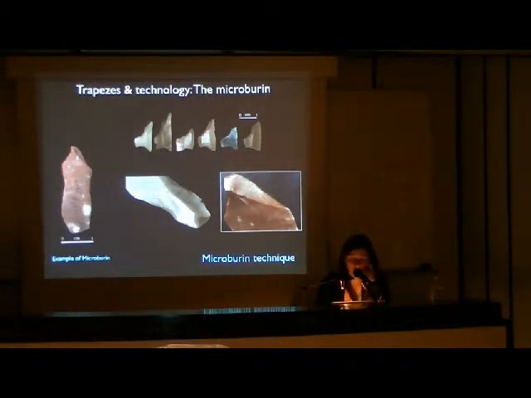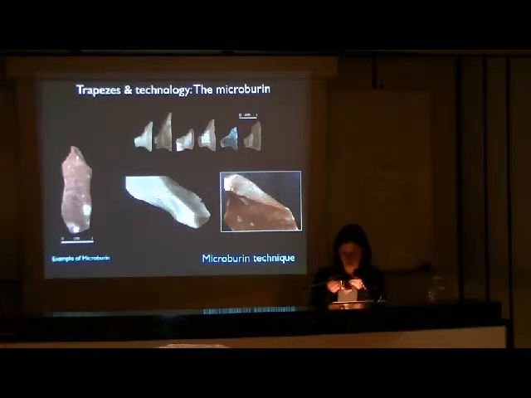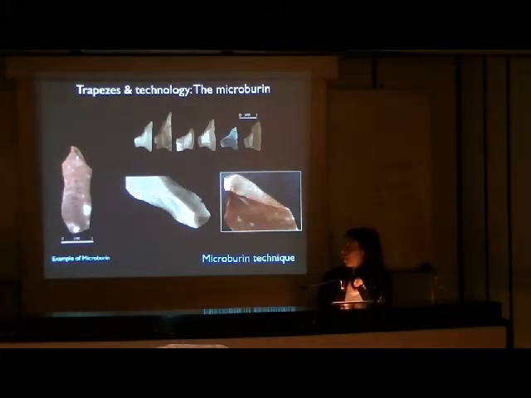The technique typical for the production of trapezes is the microburin technique, which, as you probably know better than me, is creating notches on a little bladelet, and then with a sort of twisting action it helps you to fracture the bladelet and create geometrical pieces. But what has for a long time been defined as manufacturing waste, the microburin, from a very preliminary analysis has probably been used as well in a different activity.